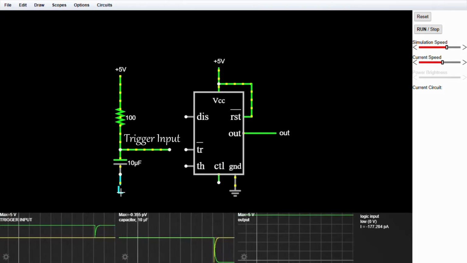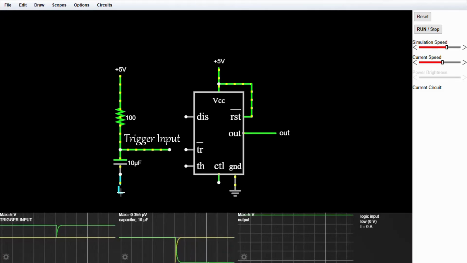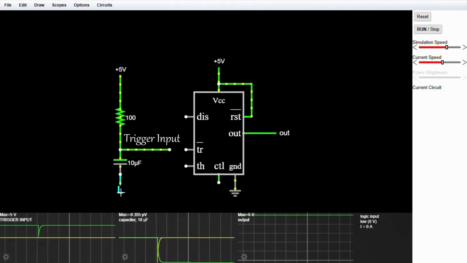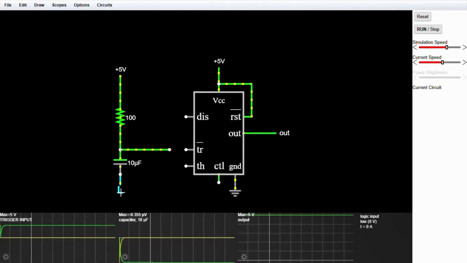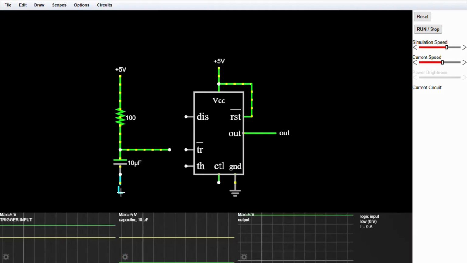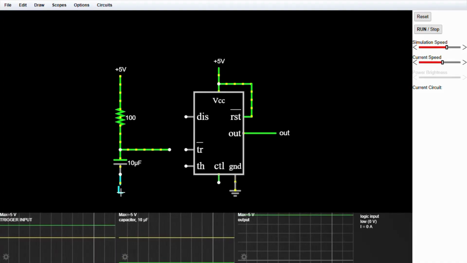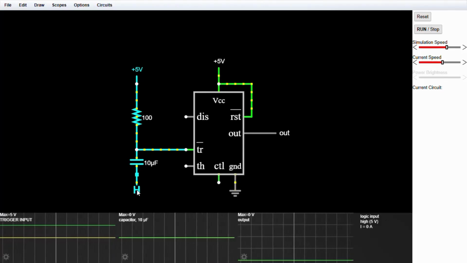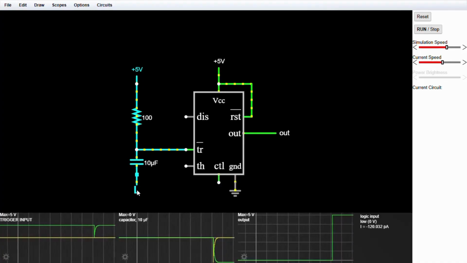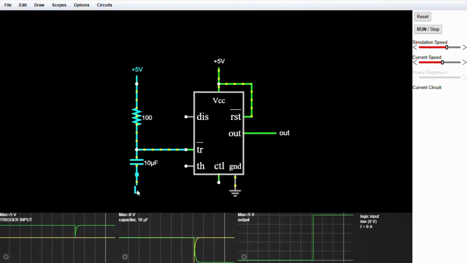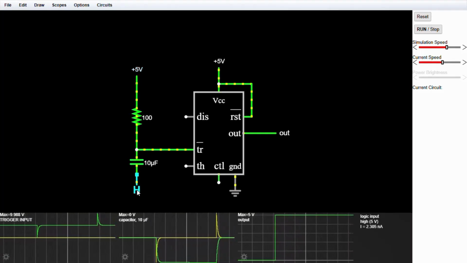When voltage at trigger input is between 0 to 1/3 VCC, means 1.6 volt, the output goes high and remains high because input at SR flip-flop is 00, that gives same output. Below on the scope we can see if we switch high to low, then output goes high, and if we switch low to high, then output remains high.